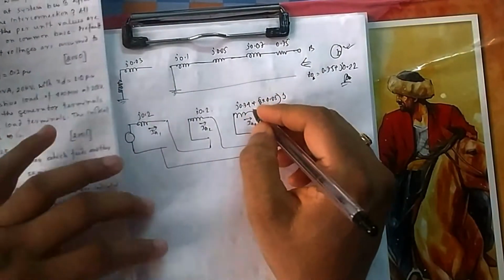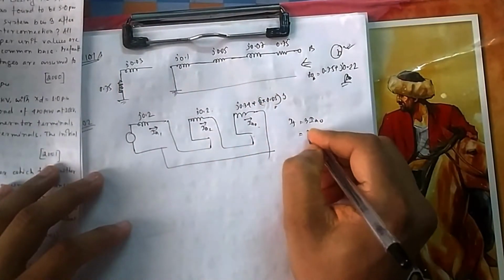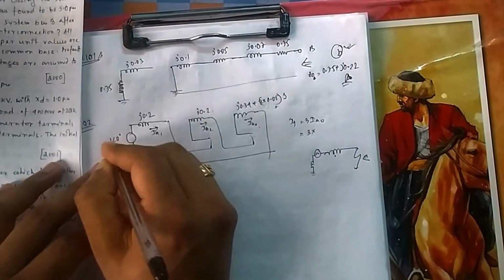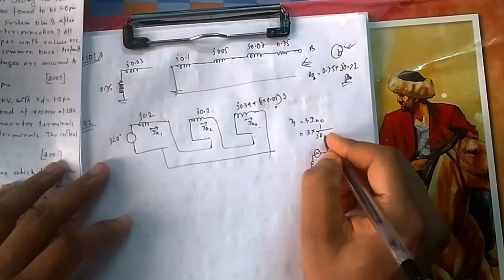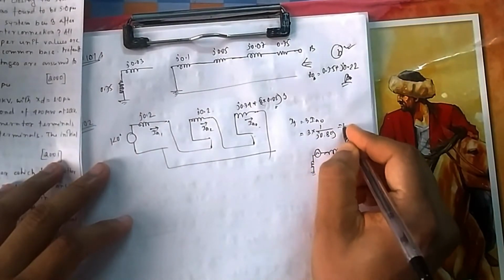If you add all these things, then it will be 3 into, and this is 1 per unit. Pre-fault voltage you always consider as 1, divided by this. So this is j 0.89. So if you do, it is 3.3.